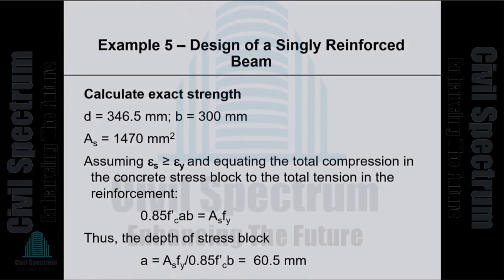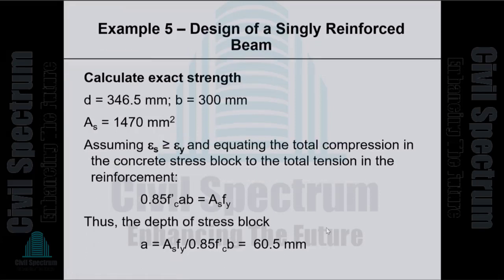Now we are going to be exact. So d is 385. B is 300 millimeters. Our A sub S is 1470 square millimeters. Assuming that the tension reinforcement is going to yield at nominal strength, equating total compression in the concrete to total tension, we have done so many times. That gives us the stress block depth comes out to 60.5 millimeters.